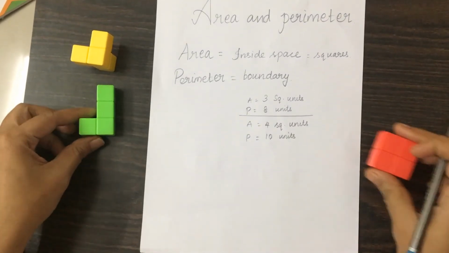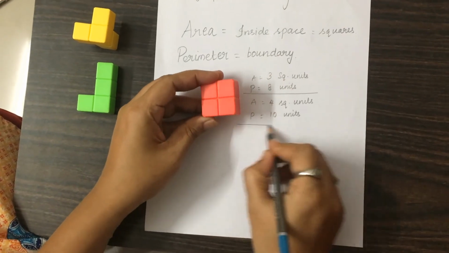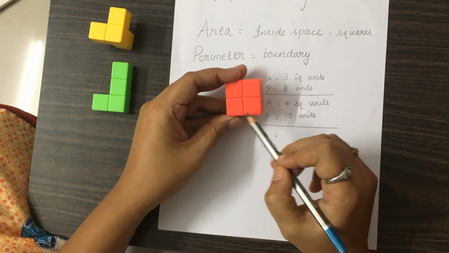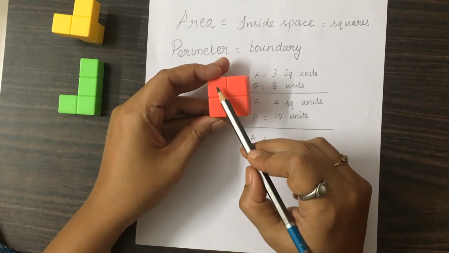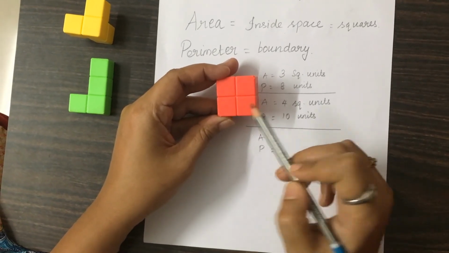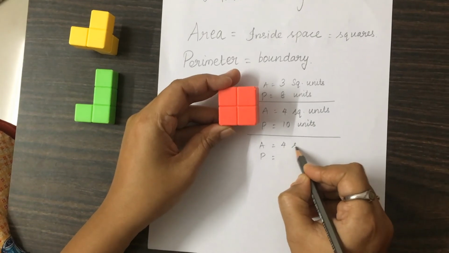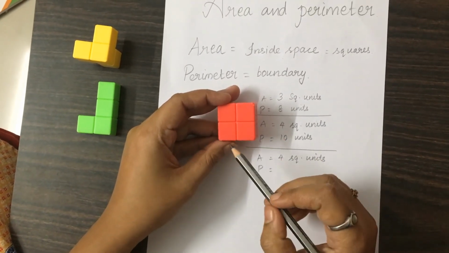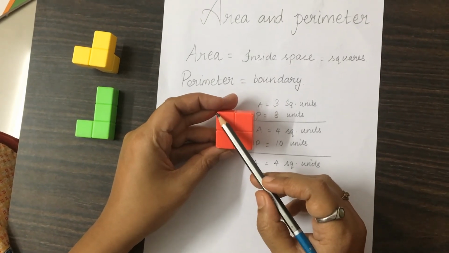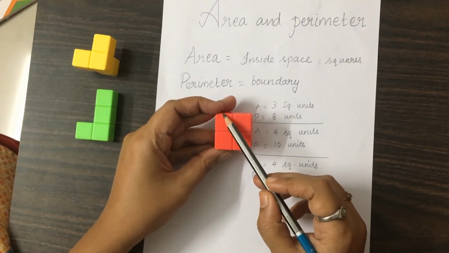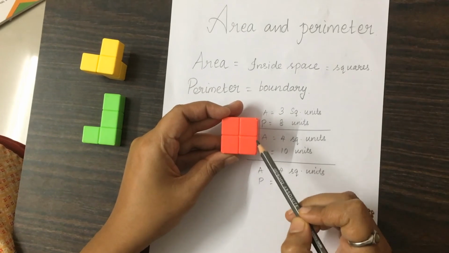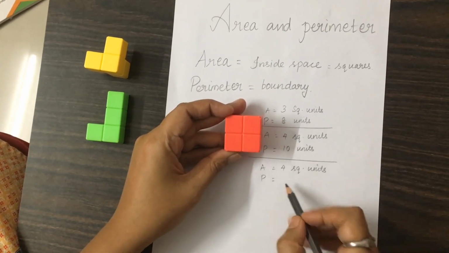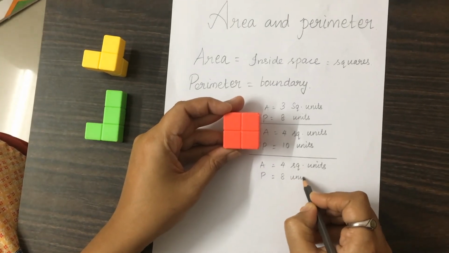And this thing, area and perimeter. What is the area of this shape? It is 4 squares. 1, 2, 3, 4. Area is 4 square units. And perimeter is, we'll have this as the starting point. From here to here, 1, 2, 3, 4, 5, 6, 7, 8. Perimeter is 8 units.